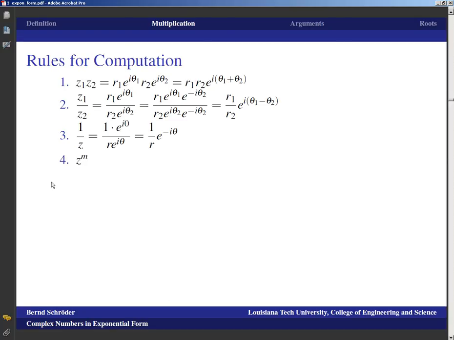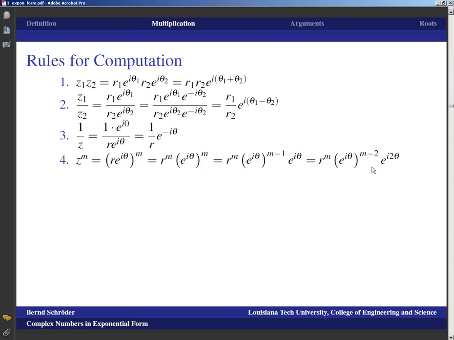Powers, well, powers we're going to revisit with a more formal mechanism, but if you have z to the m, well, that's r times e to the i theta, to the m. That's r to the m times (e to the i theta) to the m. And how does that go? Well, that's r to the m times (e to the i theta) to the m minus 1 times e to the i theta, which is r to the m times (e to the i theta) to the m minus 2 times e to the i theta times e to the i theta, which we know is e to the i 2 theta.